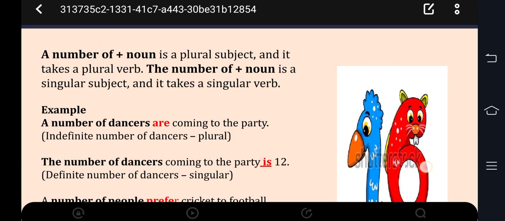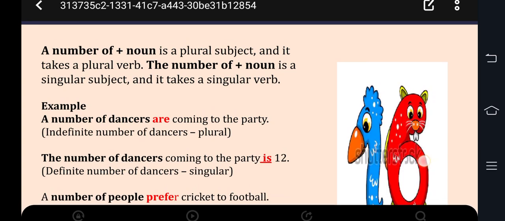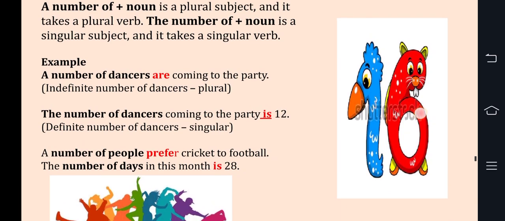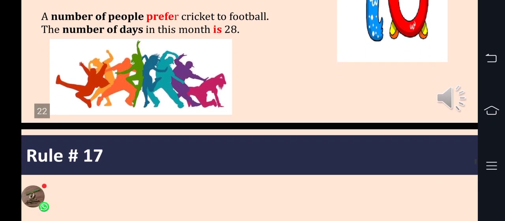Rule number 16, "a number of" plus noun is a plural subject and it takes a plural verb. "The number of" plus noun is a singular subject and it takes a singular verb. Example, a number of dancers are coming to the party. The number of dancers coming to the party is 12. A number of people prefer cricket to football. The number of days in this month is 28.